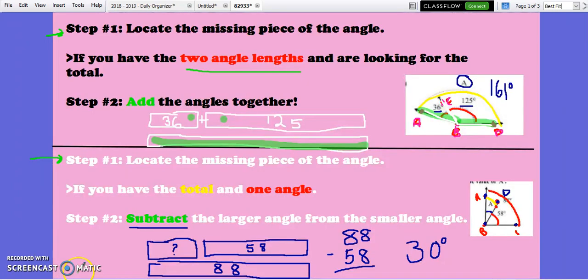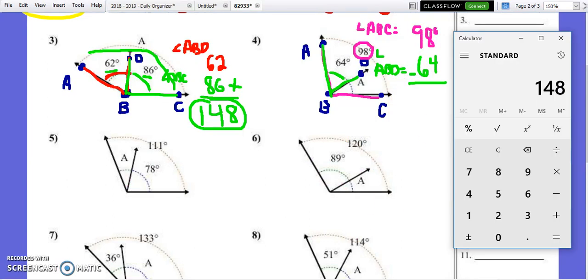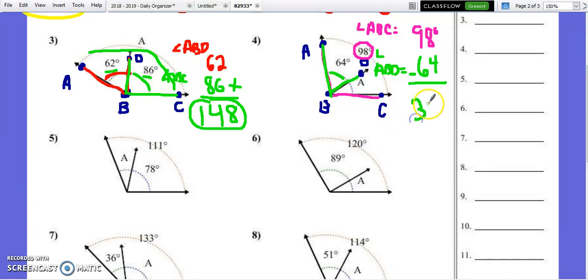In the one we're working on currently, we are given the total large angle, but we are missing one angle. And when you have the total large angle, we subtract. Let's go back to the example and finish the problem. So in this case, I'm going to take 98 and actually subtract 64. Let's go back to my calculator. 98 minus 64 gives me an angle of 34 degrees. That's my answer to number 4.